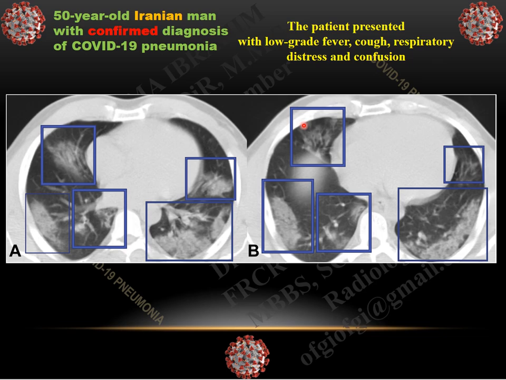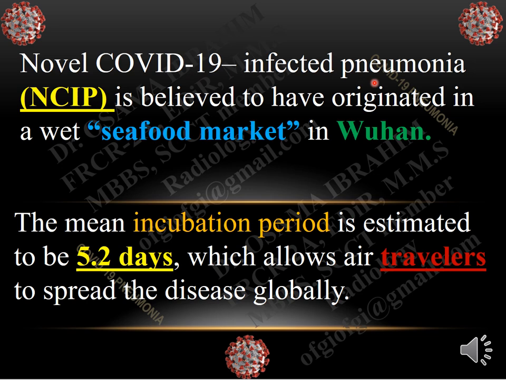Novel COVID-19 infected pneumonia is believed to have originated in a wet seafood market in Wuhan, and the mean incubation period is estimated to be 5.2 days, which allows air travelers to spread the disease globally. And this is the main cause of the large numbers of patients with confirmed COVID-19 infection due to this travel.